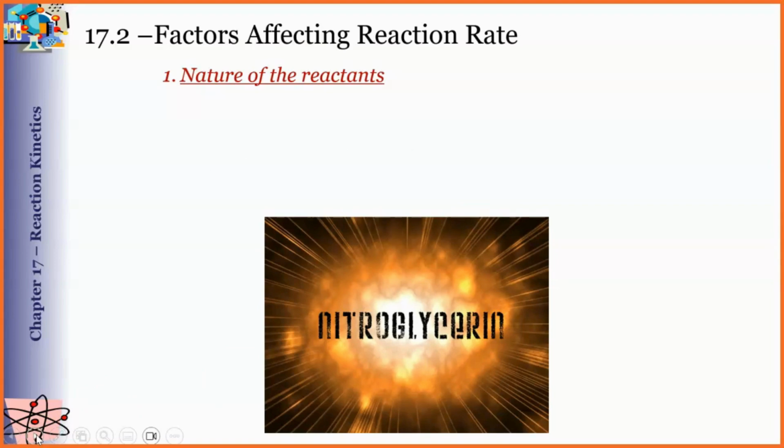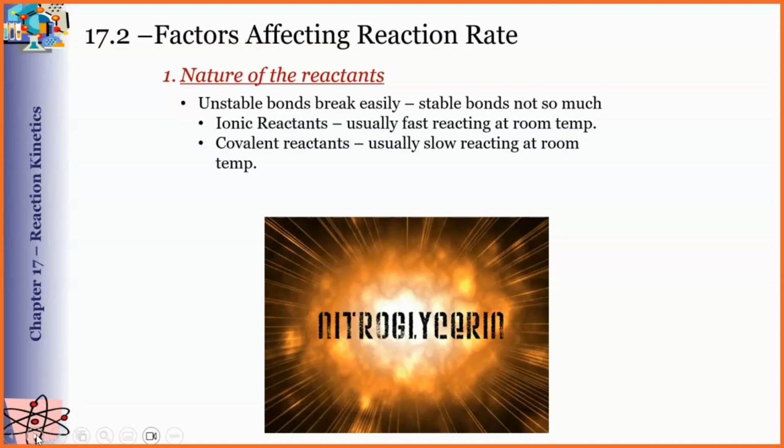Something that we didn't mention that's also going to affect reaction rates is simply the nature of the reactants. Like, what are they? Unstable bonds tend to break more easily versus stable bonds. If they were stable, they'd stay together. Because they're unstable, they break more easily. Like, the reactants don't want to be where they are.